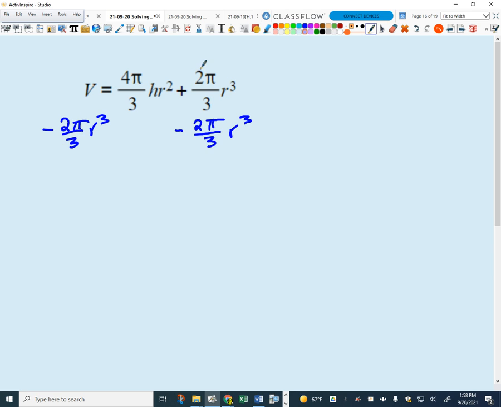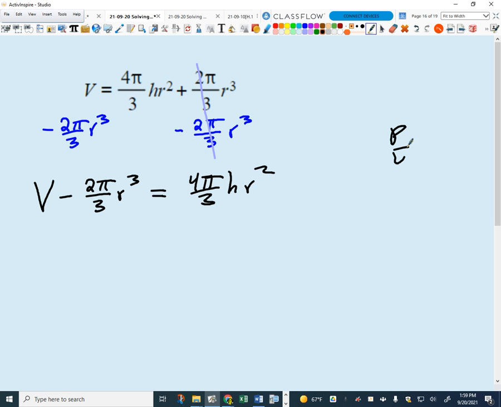Okay, look what happens. So over here, those guys cancel, right? I just canceled those by subtraction. What do I end up with on the left side? I've got v minus 2 pi over 3 times r cubed. Those are not like terms, are they? I can't combine those. So I'm stuck on the left side with v minus 2 pi over 3 r cubed. I'm just going to subtract this from v. On the right side, I've got my 4 pi over 3 h r squared. Okay, now what?